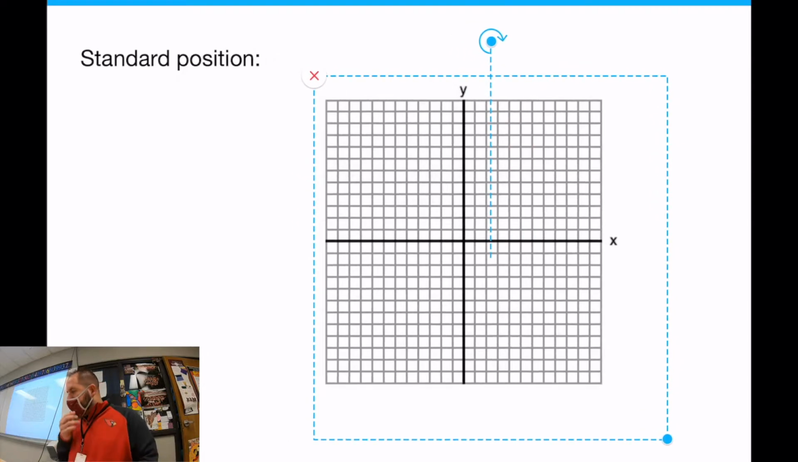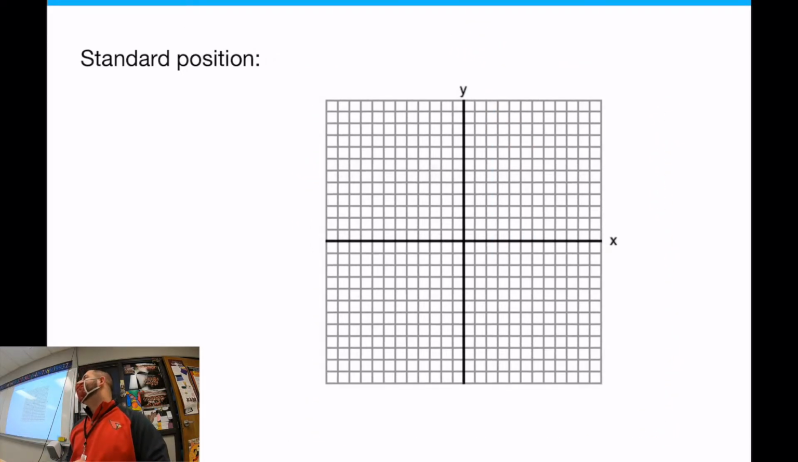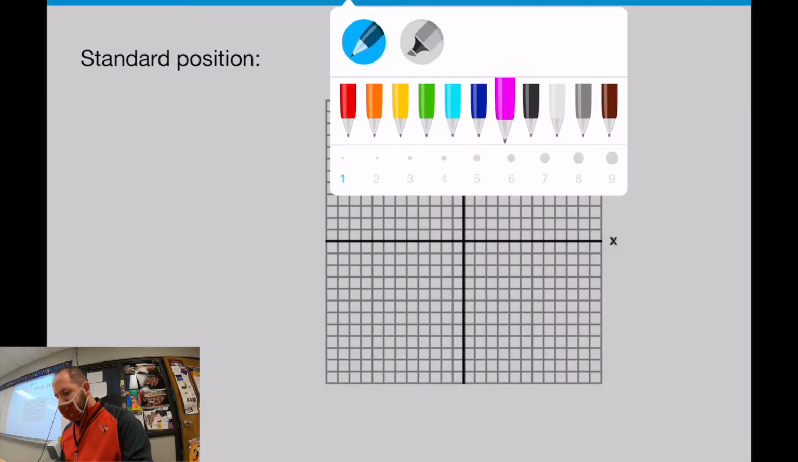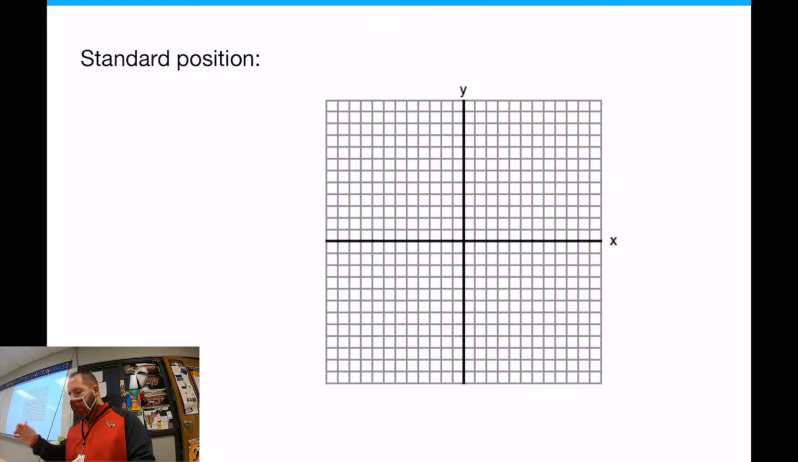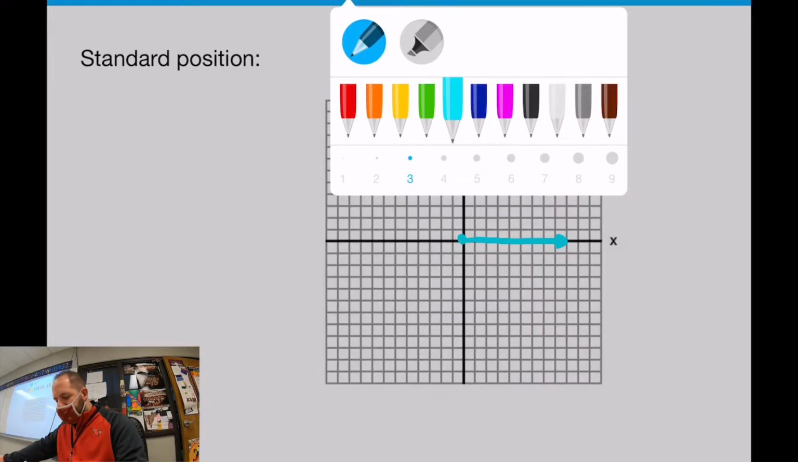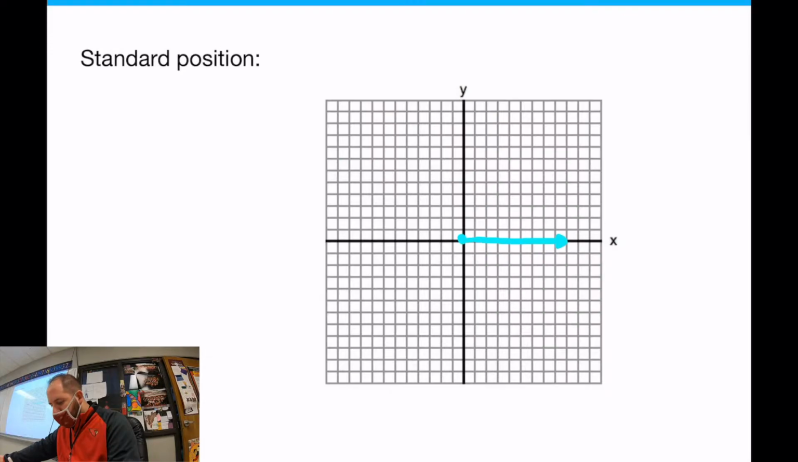All right, so when drawing an angle, I'll try to put this in a pretty bright color. Let me know if you can't see it. When you draw an angle, you start on the origin, and you always draw the first line going to the right along the x-axis. That's what they call the initial side. The initial side is that first wall, or initial ray. It always goes along the x-axis to the right.